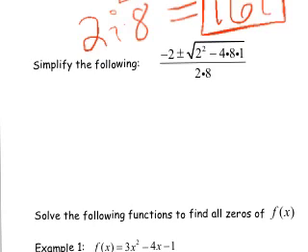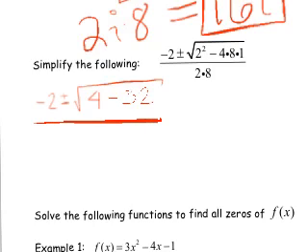So I simplify one thing at a time. Negative 2, I can't really do anything with that. Square root of 2 squared. Well, I know 2 squared is 4, so I still have that negative 2 plus or minus the square root. Instead of 2 squared, I'm going to write 4. 4 times 8 is 32, times 1 is still 32, so minus 32, all over 2 times 8, which is 16.